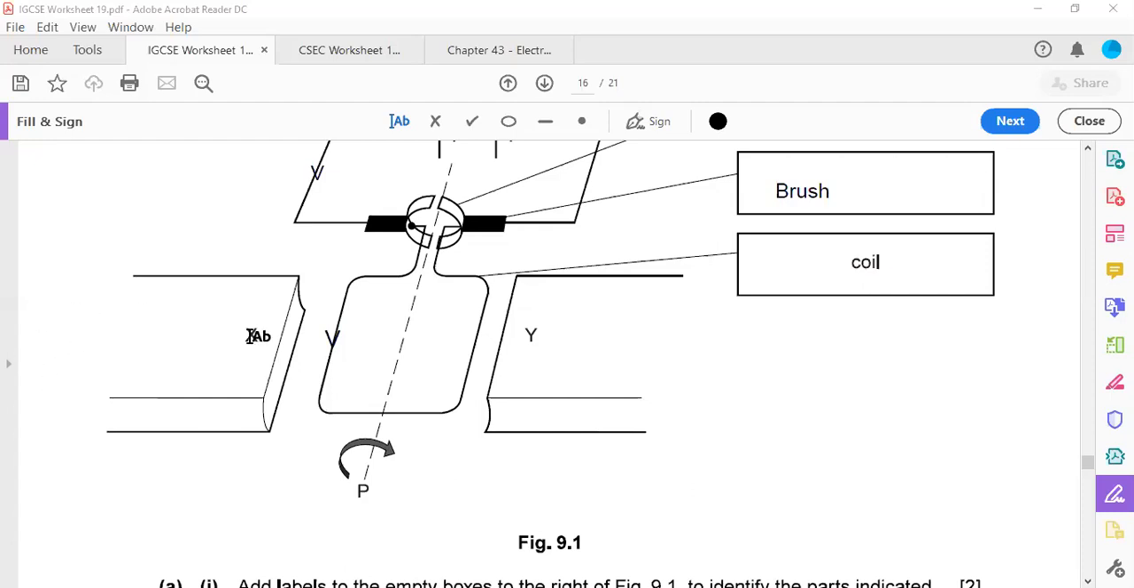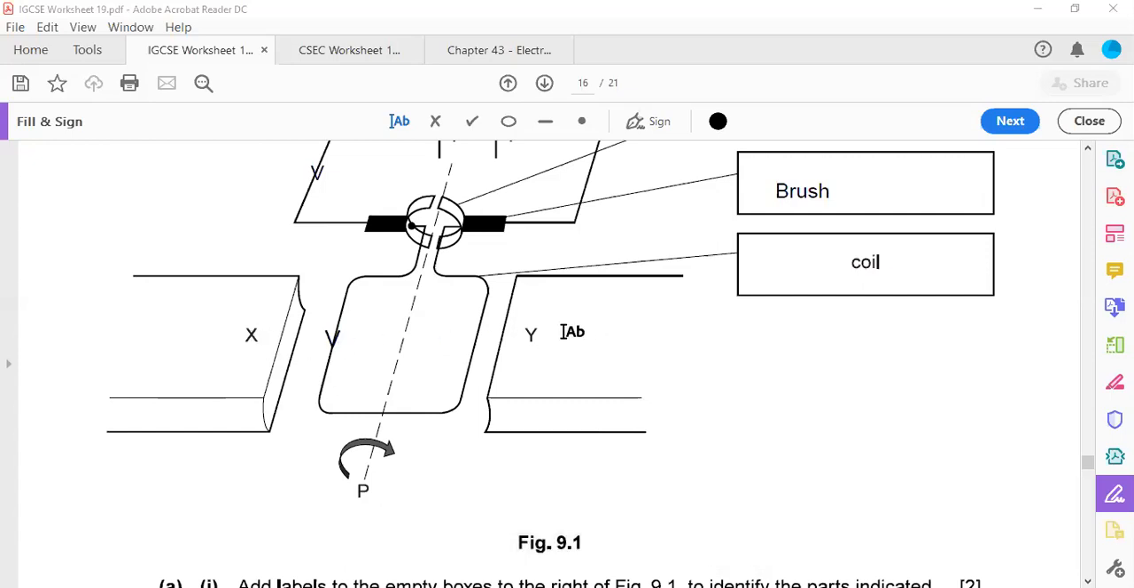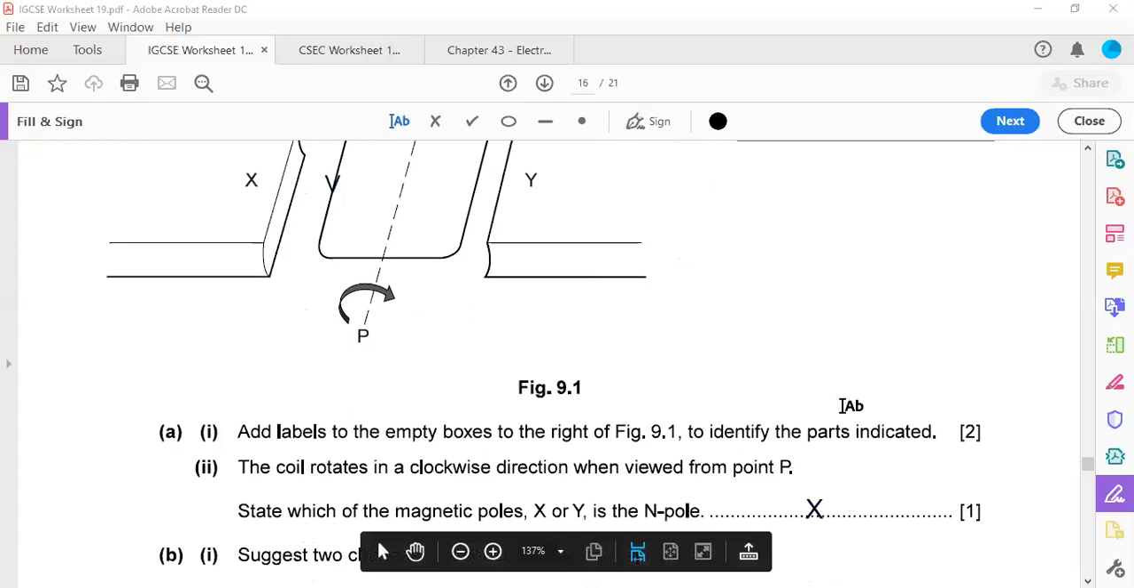So you're starting from X, so X goes north to south, because your magnetic field always goes from north to south. Good. So your north pole would be X and your south pole would be Y, so that the magnetic field could be going in that direction. All right, so that's how we get the north pole being X. So are you okay with that so far?